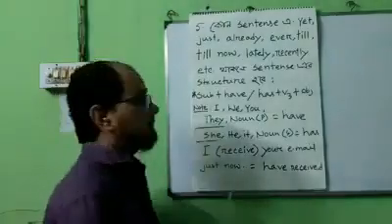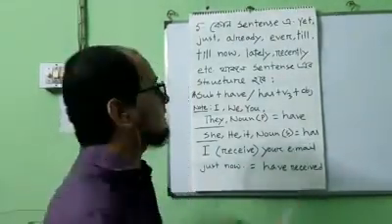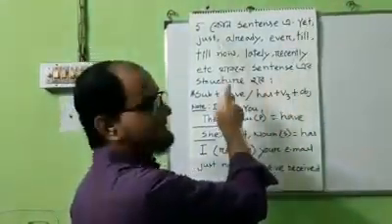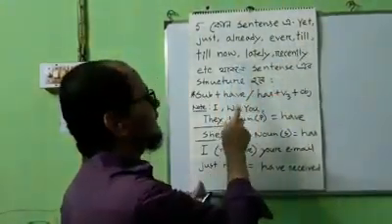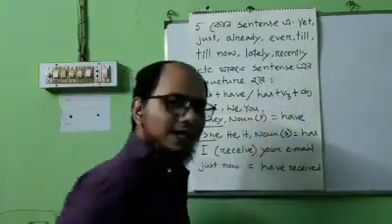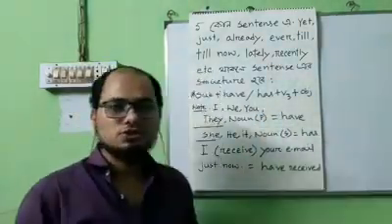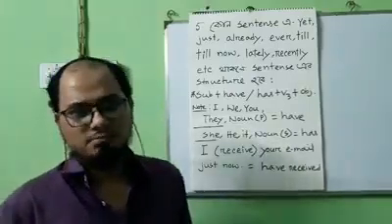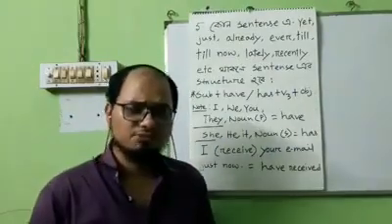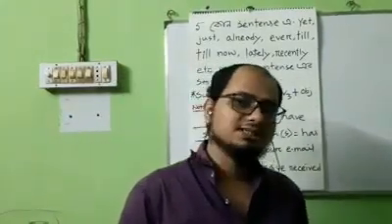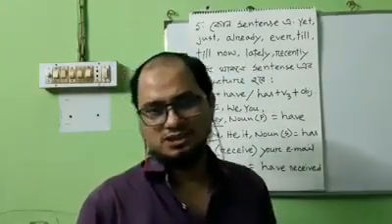Rule number 5. If we find words or phrases like yet, just, already, ever, till now, lately, recently in a sentence, then the sentence structure must be in present perfect tense. And the structure of present perfect tense is subject plus have or has plus verb 3 plus object.